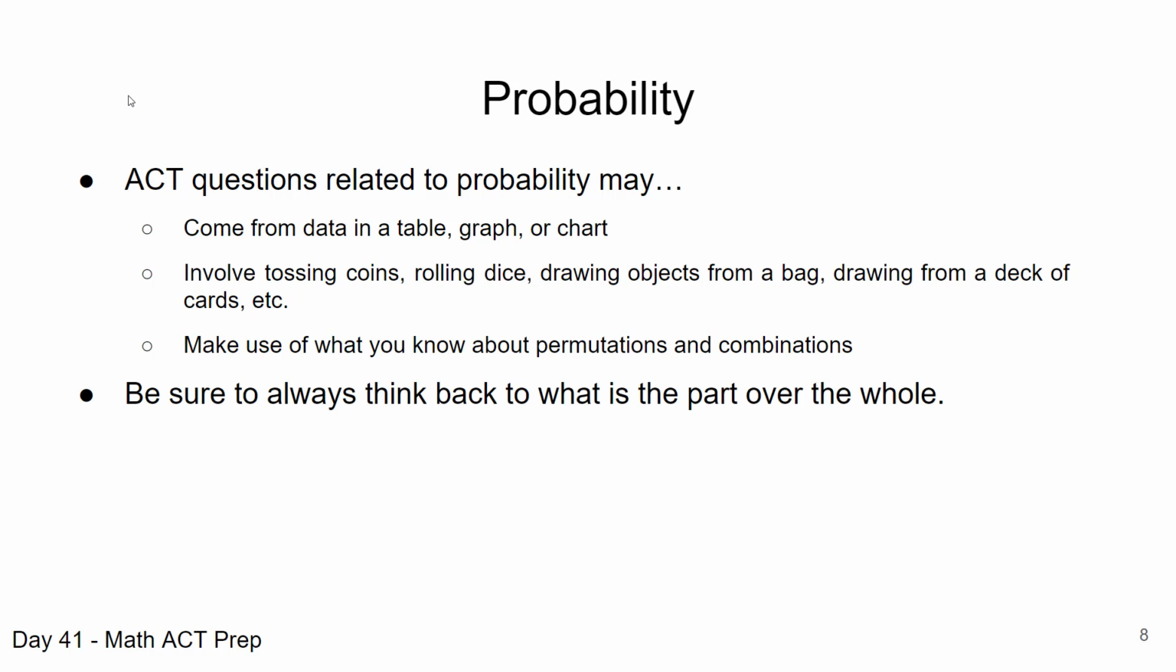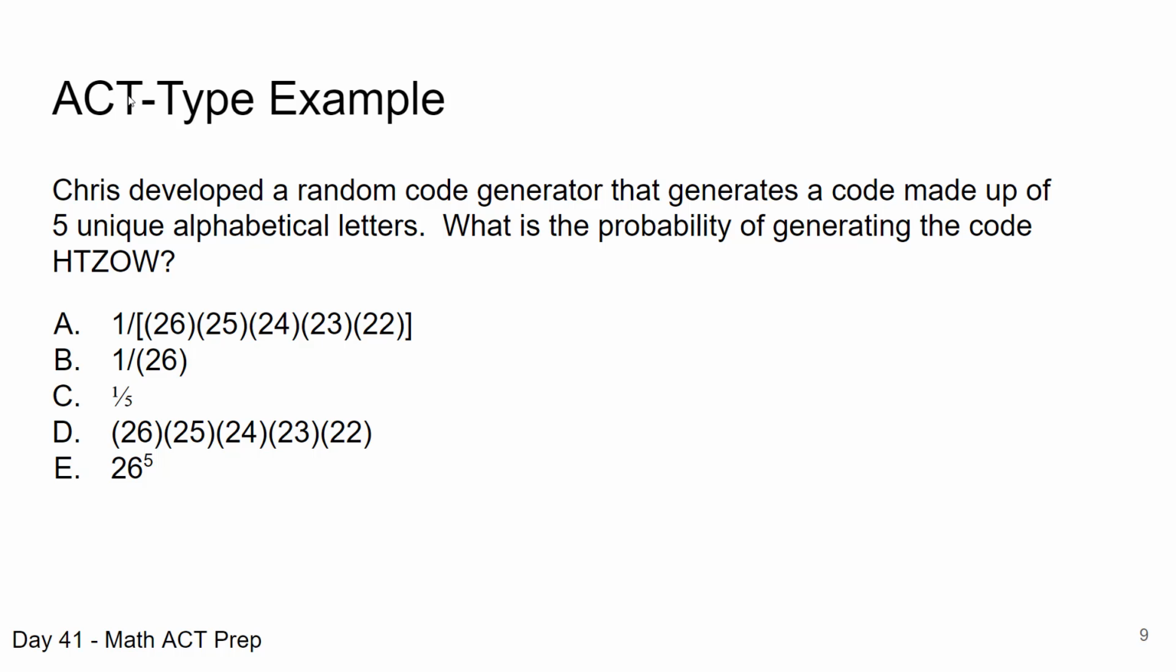But we also want to come back to our definition of probability being the part over the whole. So here's an example problem to take a look at. Pause the video here and come back and we'll work it together. It says Chris developed a random code generator that generates a code made up of 5 unique alphabetical letters. What is the probability of generating the code HTZOW?